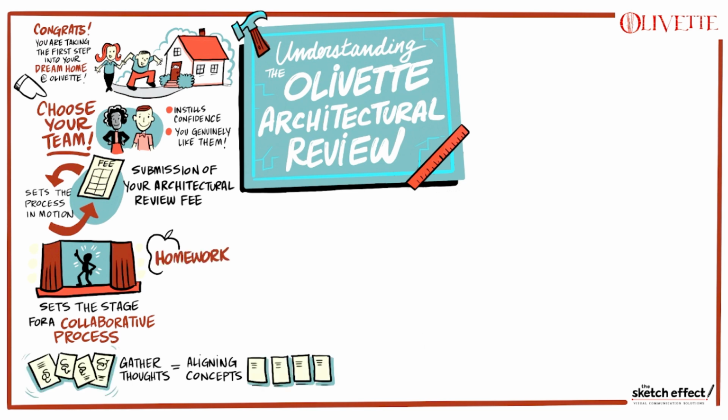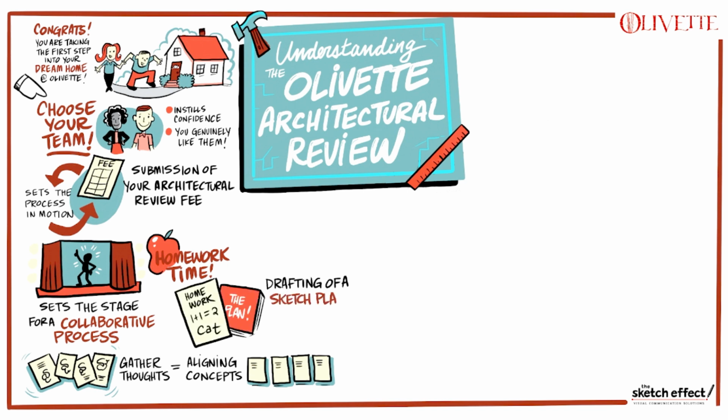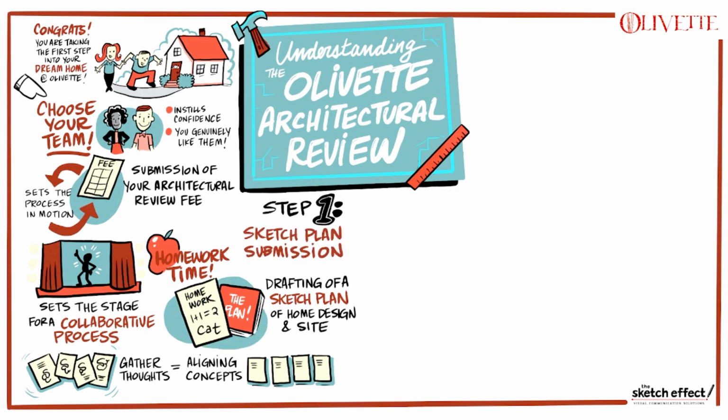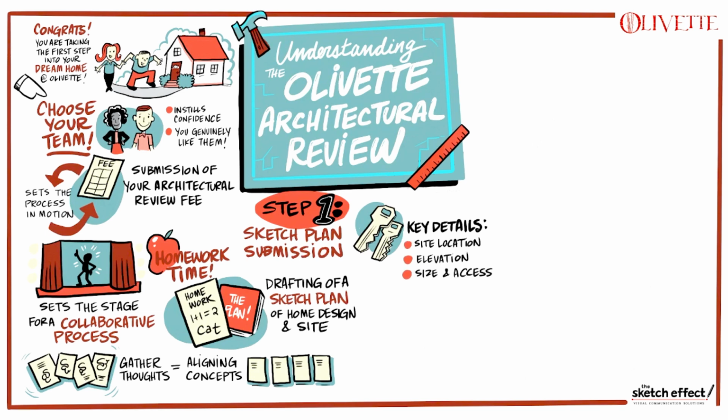After the meeting, we are going to assign some homework, the drafting of a sketch plan of the home design and site. The second part of Step 1 is a sketch plan submission. During this step, we are looking for a few key details, such as a sketch of home site location, the area of disturbance, where your team anticipates stormwater will be directed and how it will likely be controlled, driveway location and materials staging area, as well as front of the home elevation and size of the home.